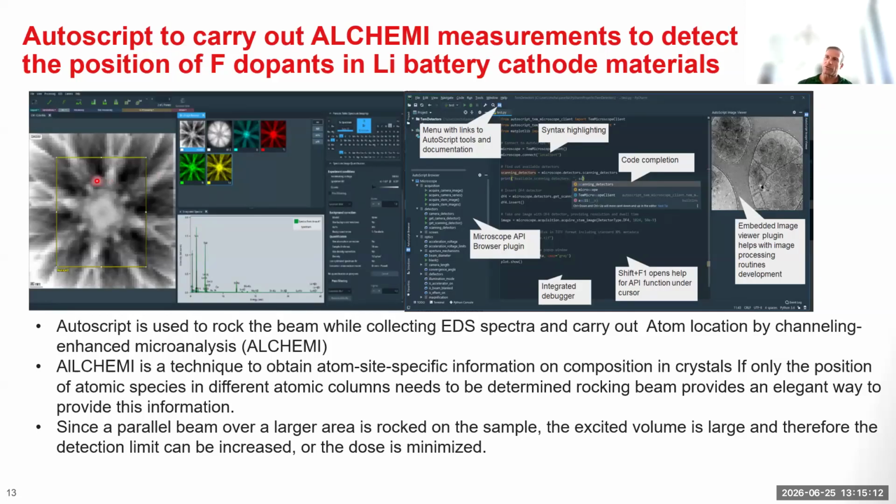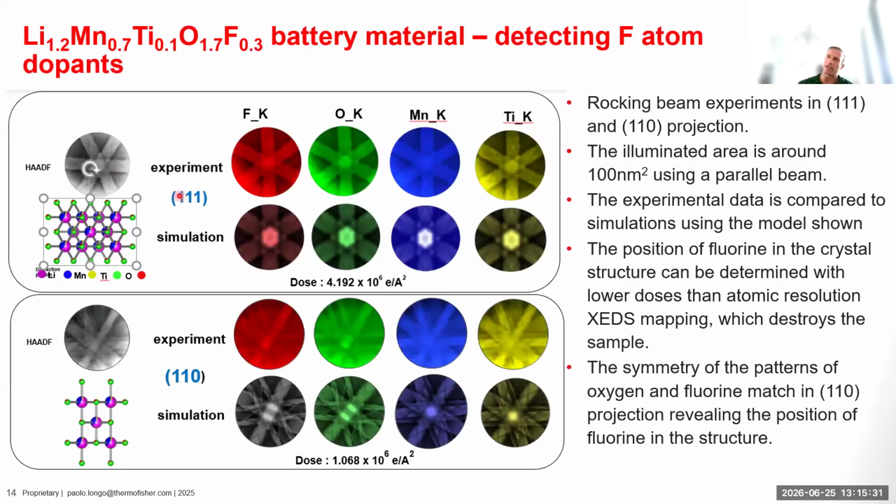So we use this approach where you basically spread the beam over a very large area and you rock the beam. And for every tilt, you collect an EDS spectrum. And then automatically you build all these tilts into an electron channeling pattern. So you can tilt the sample into a different direction and repeat the experiment. And that is fully automated. This script is already available for those of you who want to try.